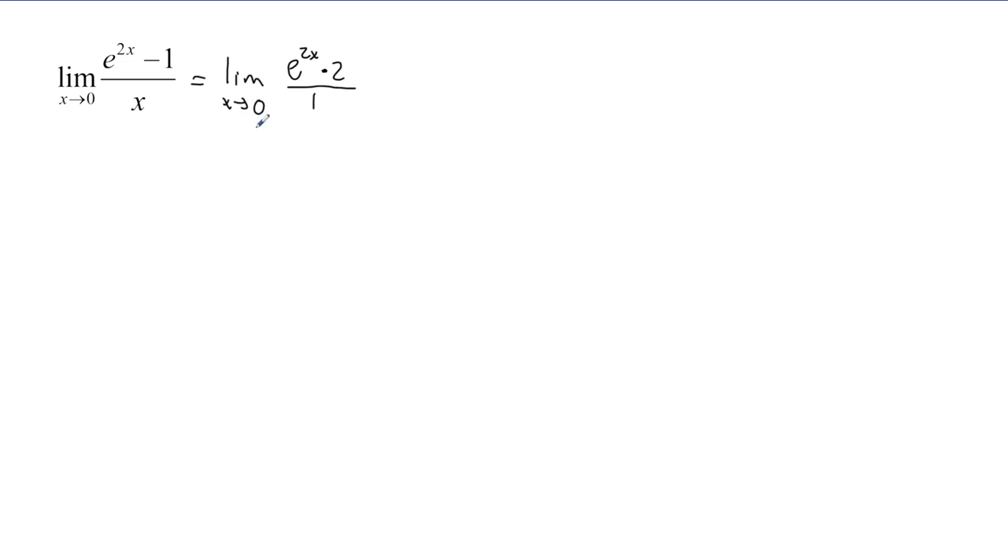So this limit, as x goes to 0, well, just like in the last one, e to the 2 times 0 would be e to the 0, which is 1. 1 times 2 is 2. 2 over 1 is just 2. And so that limit is fairly easily evaluated once we use L'Hopital's rule.